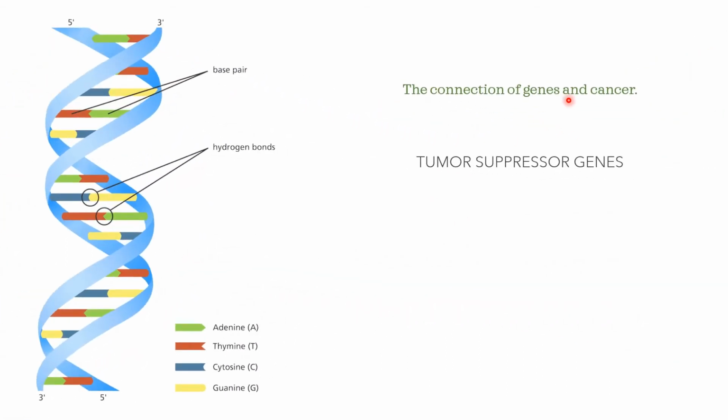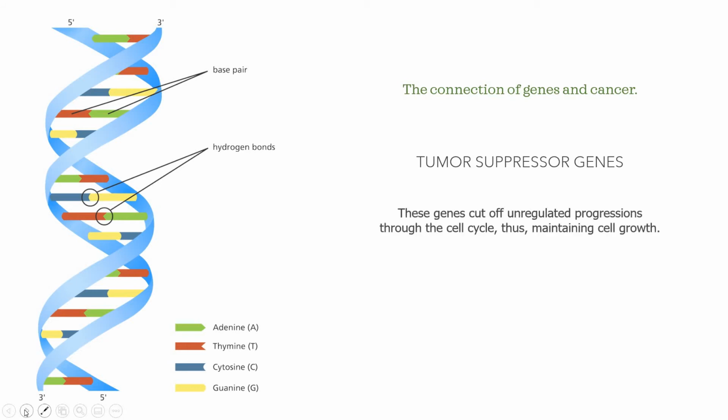Okay, now, the second connection is with tumor suppressor genes. Now, what are tumor suppressor genes? These genes cut off unregulated progressions through the cell cycle. Thus, they maintain cell growth. Again, kinakat nila yung progressions, yung unregulated na mga cell division through the cell cycle. Therefore, they can maintain the growth of the cell.